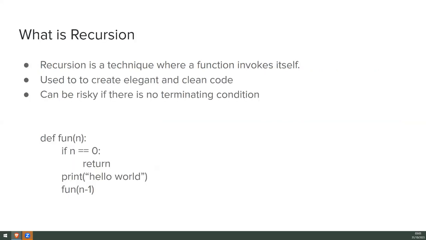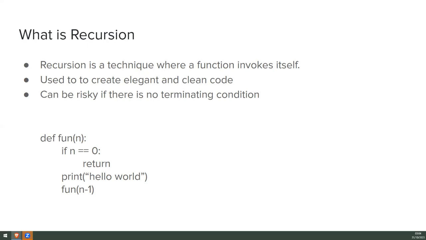So what is recursion? Recursion is a technique where a function invokes itself. Usually it's used to create clean and elegant code, because you can write something that would otherwise take more chunky code, using a for loop or a while loop. You could just write a recursive function, and in 2 or 3 lines, you're done. However, if there is no base case, usually referred to as the terminating condition, you run the risk of your function entering into an infinite loop. This is quite memory intensive and, if you're not careful, can cause your computer to crash.